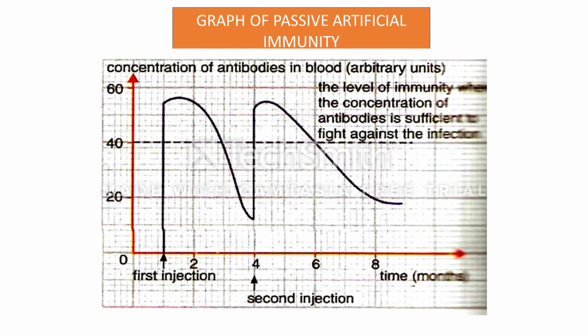This is the graph of passive artificial immunity. The first injection offers immediate immunity against the disease. The concentration of antibodies in the blood after the first injection is sufficient to provide immunity against the disease. However, the immunity obtained from the first injection is temporary and will decrease. So, a second injection may sometimes be necessary to raise the concentration of antibodies above the level needed to fight against the infection. This immunity provides short-term protection only.